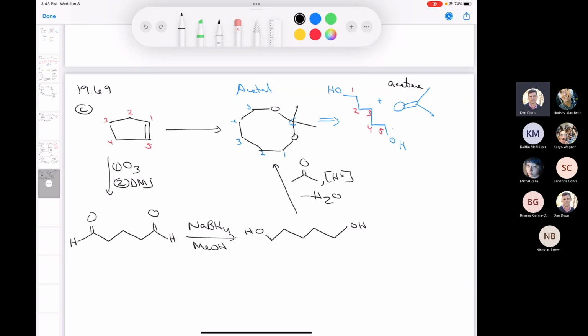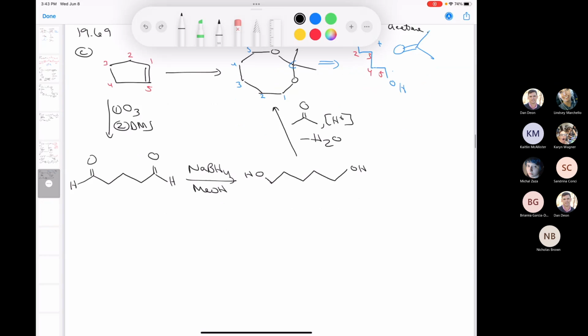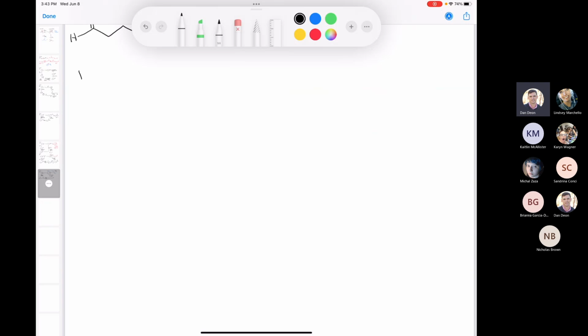All right, question 19.73 has got a bunch of cool stuff in it. Let's just try the first couple problems. And we'll start with 19.73, A, where we're taking cyclohexene, so we have an alkene, and then we want to make this acetal, so this is cis on the ring. We're making this acetal.